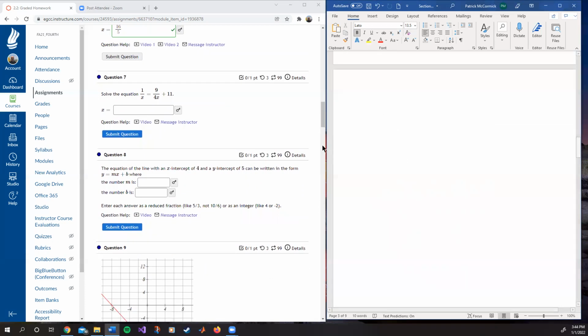Same type of problem again, right? Solving for x. So our equation, this is number 7: 1 over x equals 9 over 4x plus 11. Now, what's our LCM between x and 4x? Well, we could use 4x squared, but it's just 4x, right? So I'll multiply both sides by 4x. Again, both sides.